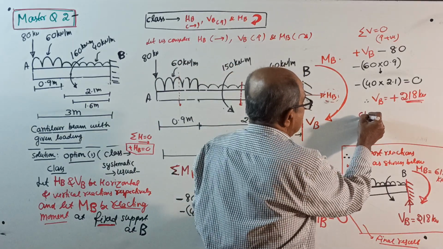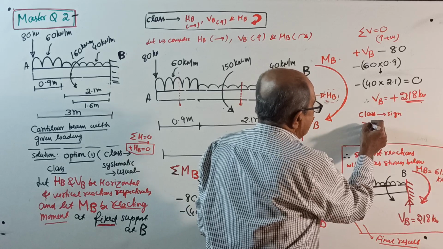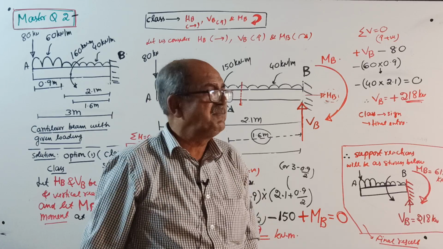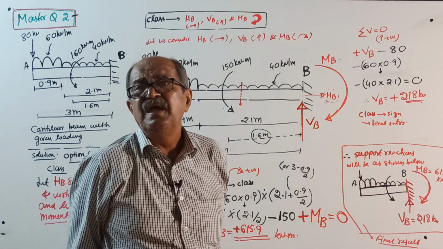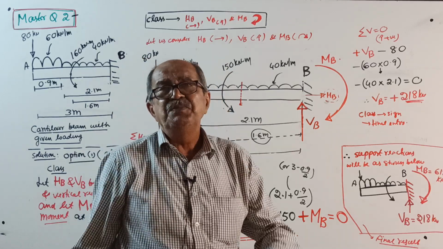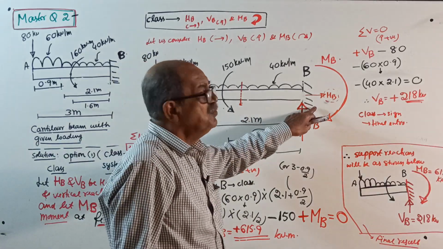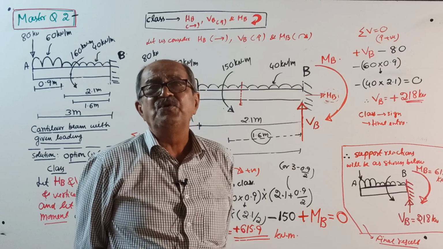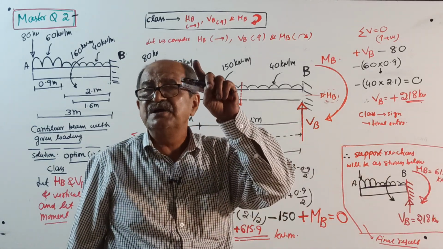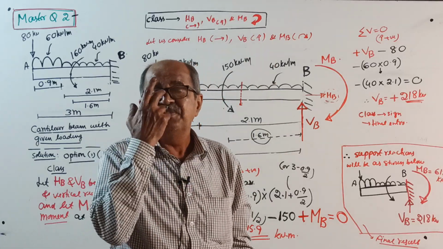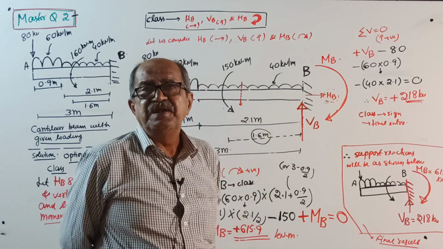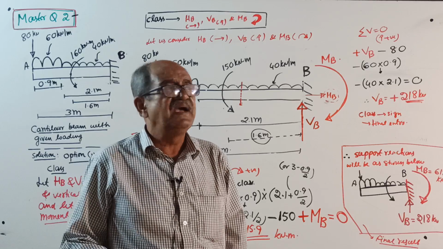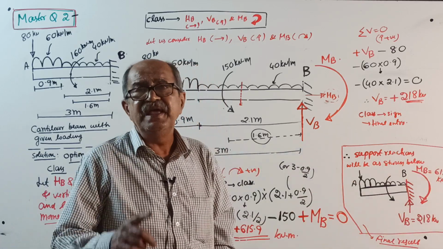Now, class, regarding sign and final entry. I have told you repeatedly, class after class, once you assume a direction for a reaction and find it by basic conditions of static equilibrium, if you get a positive sign, it means the direction assumed by you is correct. Enter the value in the same direction, but without sign. If you get a negative sign, the direction assumed by us is wrong. So when you make the final entry, enter the reaction in a direction opposite to the assumed direction, but again without sign.